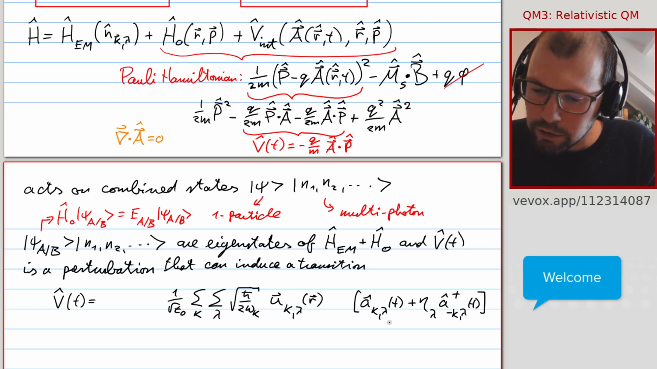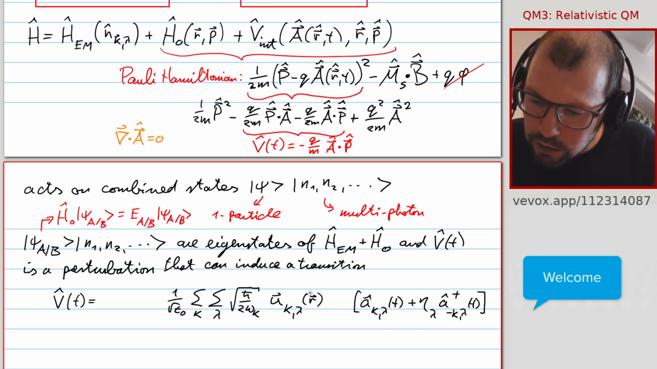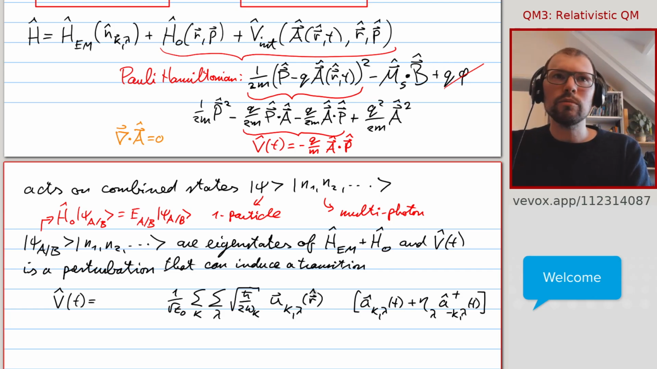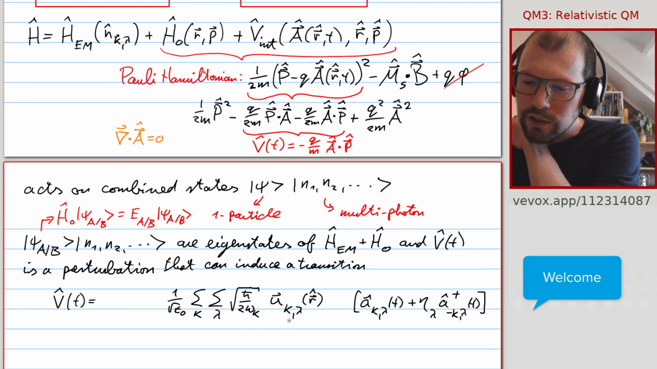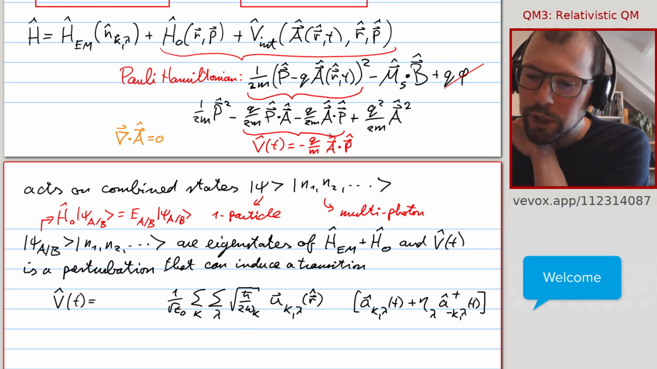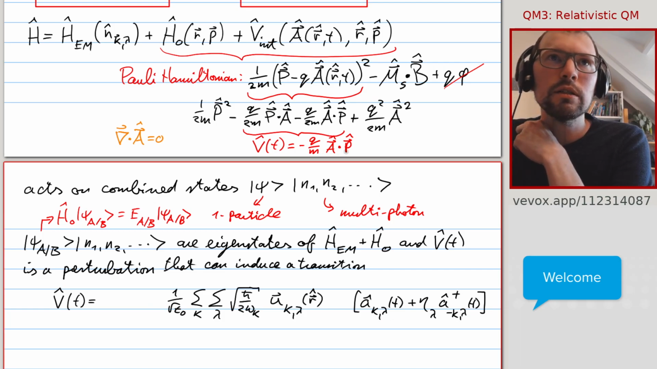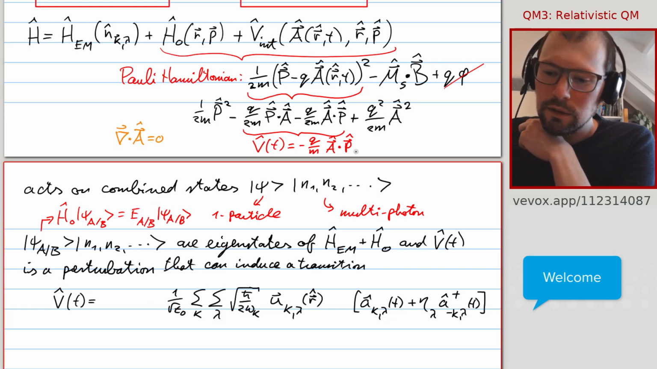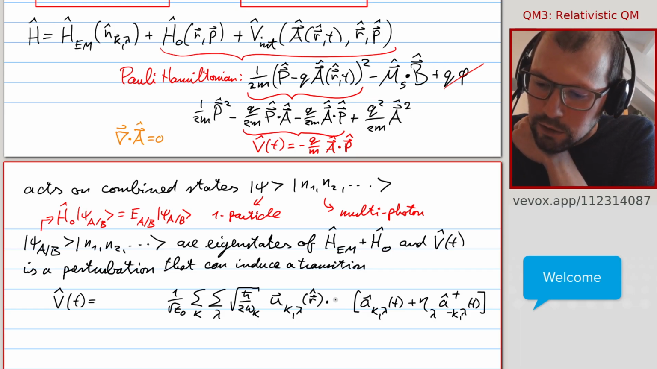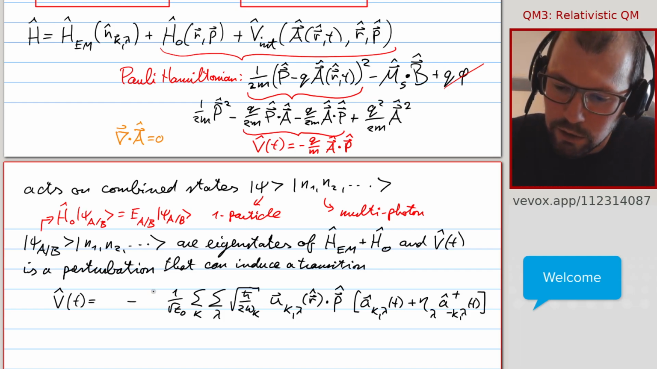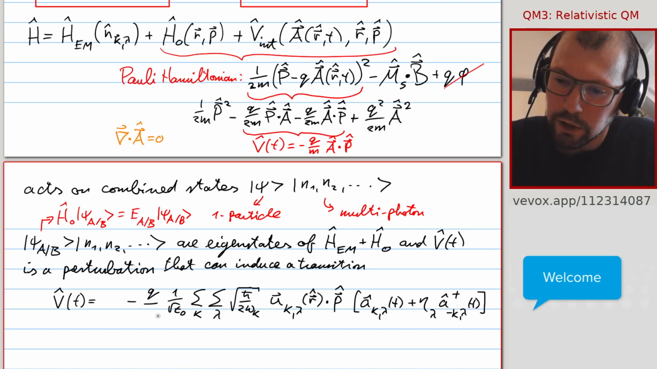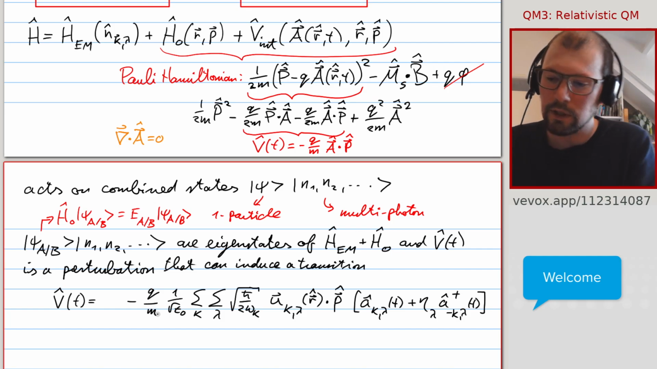Now I've forgotten a couple of hats. So now the position has become an operator as well. So this is A, but now I have to take the inner product of A with the momentum operator. So I have an additional inner product with P here, and I should put a minus q over m in front, like this.